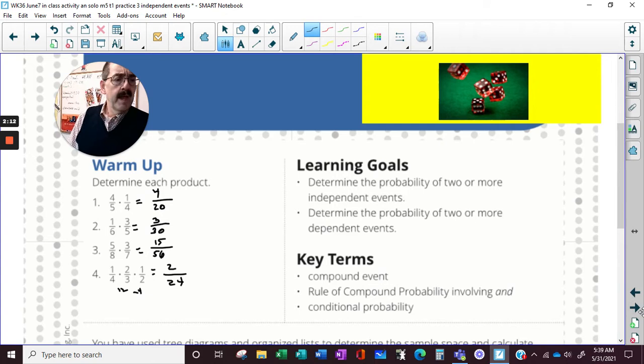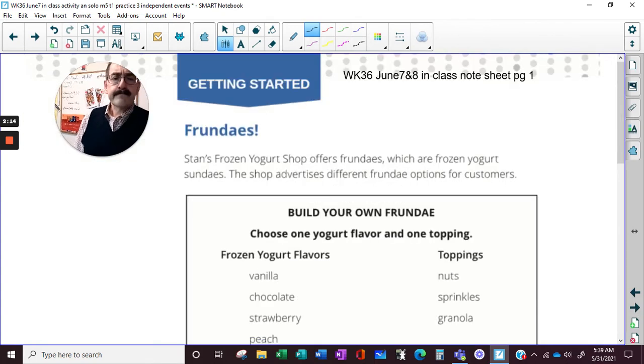If we take out our note-taking sheet for the week, this is going to take a little bit of time in the classroom. I'm just going to roll right through it, so I'll tell you when to pause here in a minute. That way you can have a class activity.